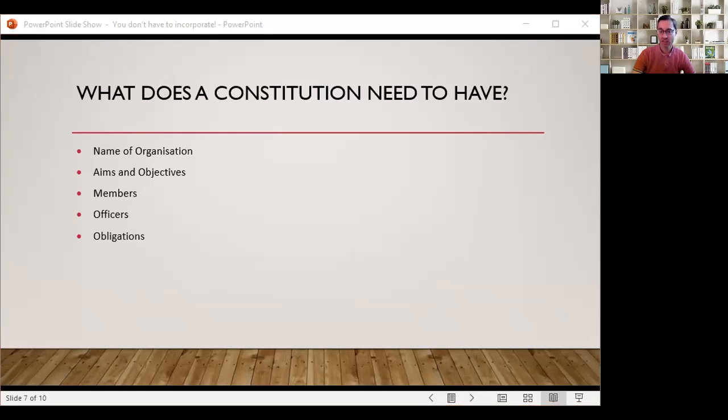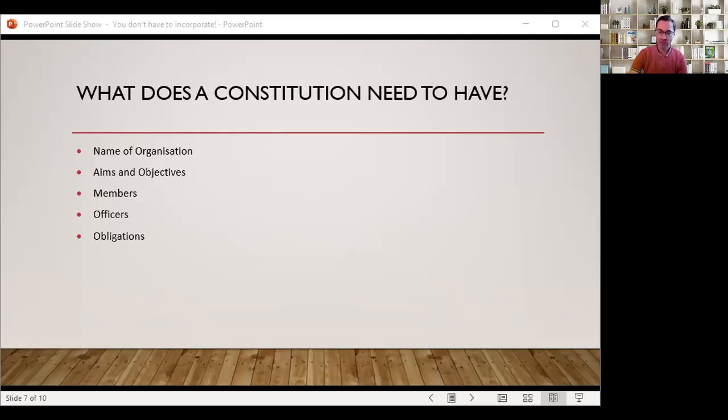Well, the easiest solution for getting your constitution sorted is to get an off-the-shelf one. That's a template one that you can use, just filling out the minimum of details. The key is to make sure that you get an appropriate template for the type of organization you're choosing to be. So at its core, a constitution will list the name of your organization, the aims and objectives, members, and what types of members you might have, the officers, what their roles are, the board officers and what their roles are, and then any obligations, legal or otherwise, that you have as an organization that you need to fulfill will be listed there as a total minimum.